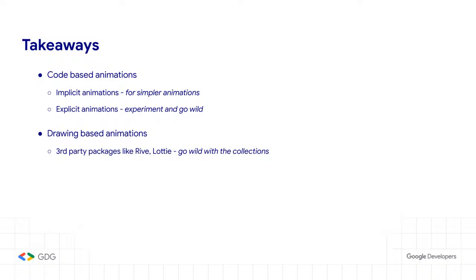And the second type of code based animation is explicit animation. So this is where you can experiment with the Flutter widgets and you can come up with your own kind of animation. And also, the user will have complete control over the animation. They can either repeat the animation or reverse the animation, and even stop the animation.